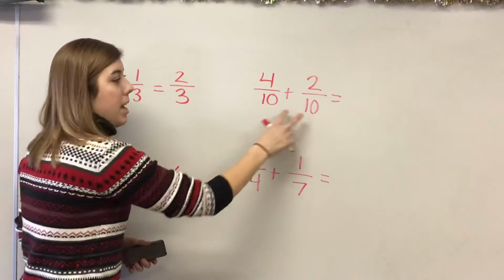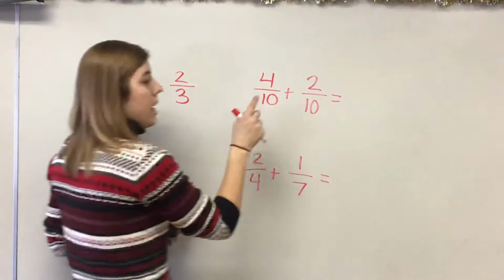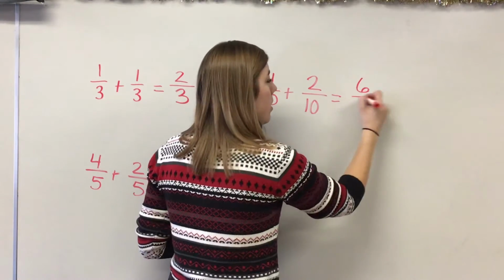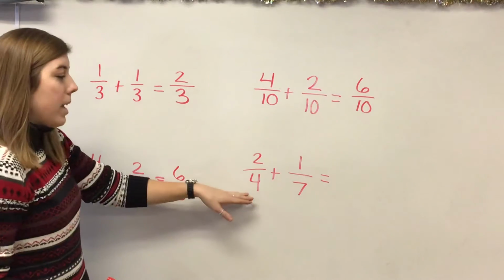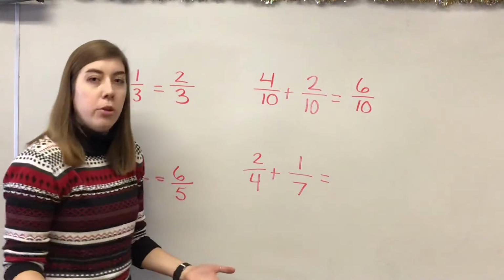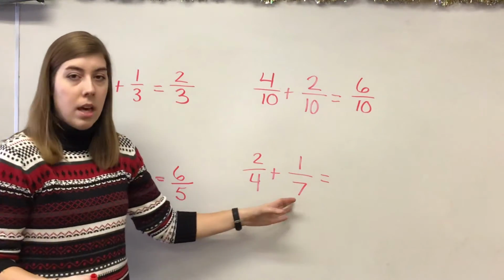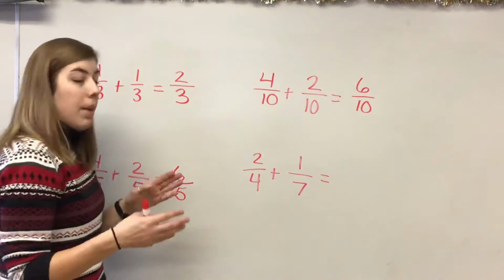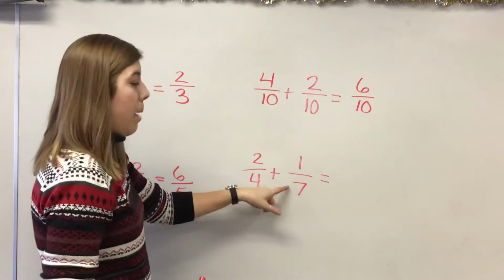Now I have the same denominator, and I can add just like I did on these two problems. 4/10 plus 2/10 is 6/10. Okay? You might see a problem like this one though, where no matter what I do to the 4, there's nothing I can multiply or divide 4 by to equal 7, okay? So when that happens, I'm going to create a common denominator by multiplying times the fraction's opposite denominator.